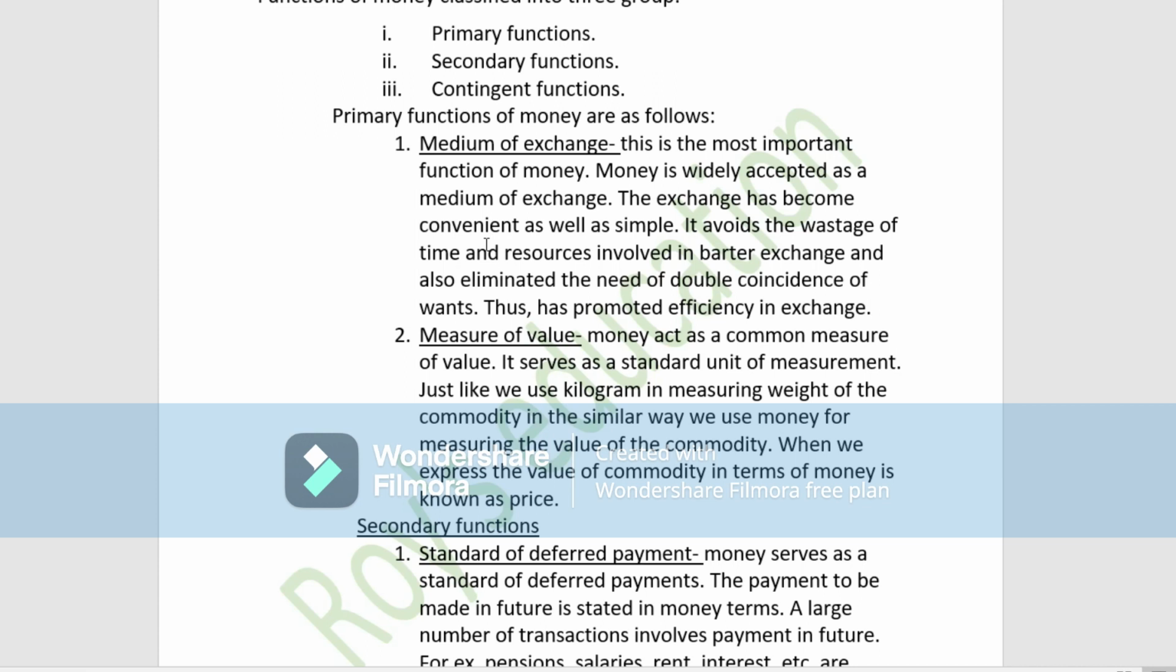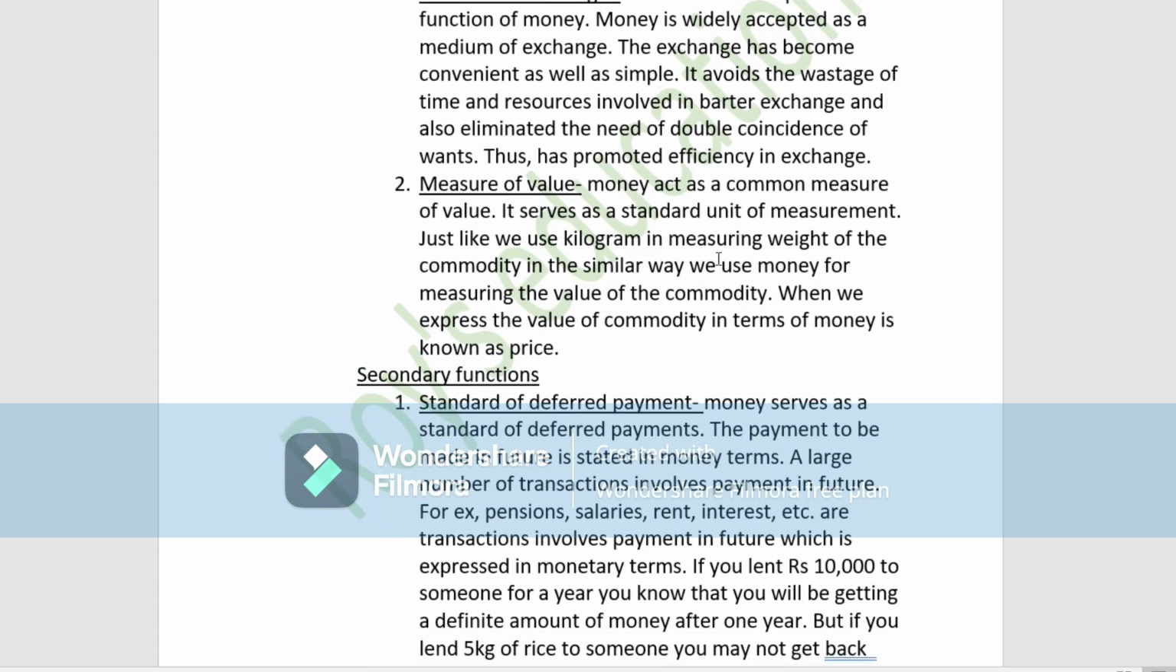Next is the measure of value. What is this measure of value? Money acts as a common measure of value. That means money has a standard unit. Just like we use the kilogram in measuring weight, similarly we use money for measuring the value of a commodity. When we express the value of a commodity in terms of money, this is called the price.